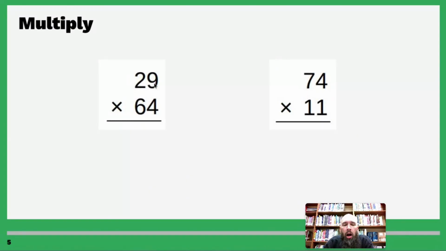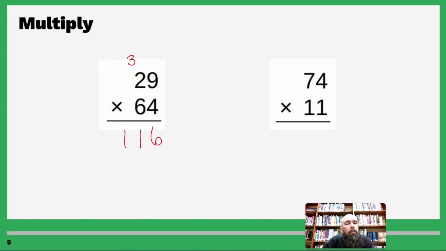Focus on the 9 and the 4. Look at the two numbers on the right. Multiply them. 9 times 4 is 36. Write out the 6 and carry the 3. And now focus on 4 times 2. 4 times 2 is 8. 8 plus 3 is 11, so write out 11.